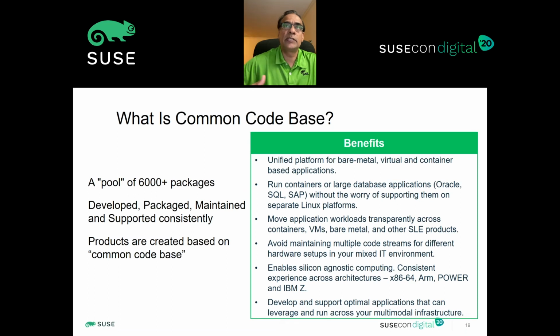Now, here's a summary of benefits. So you get a unified platform, whether for your bare metal, virtual, or container-based applications. And whatever the type of application that's running, whether it's container-based or a traditional database application, you don't have to worry about which Linux platform it's supposed to run on and how it was done there. Your workloads can move transparently across VMs, bare metal, or cloud. And overall, you get silicon agnostic computing.